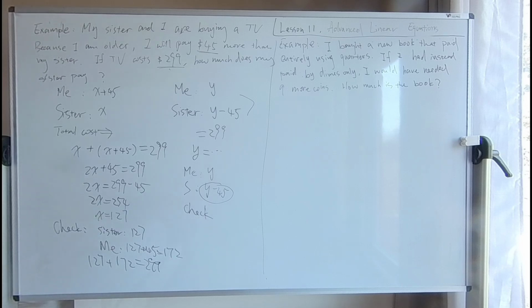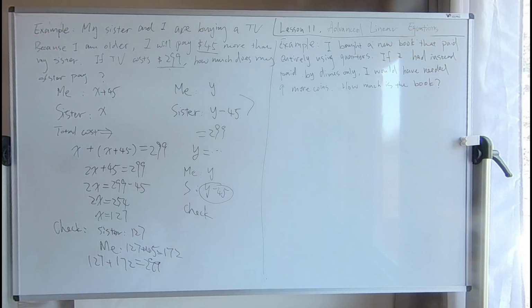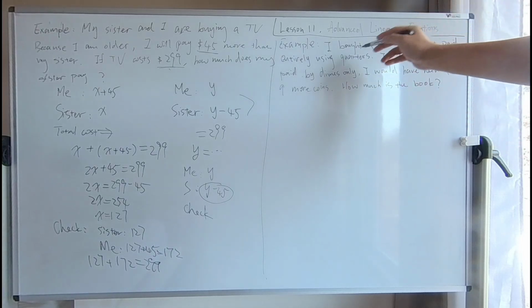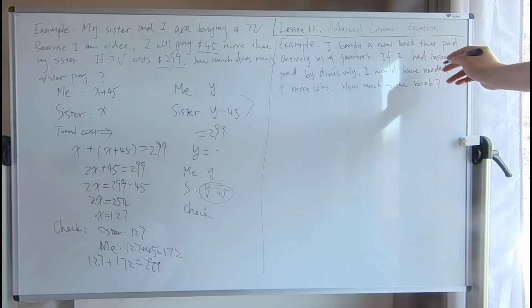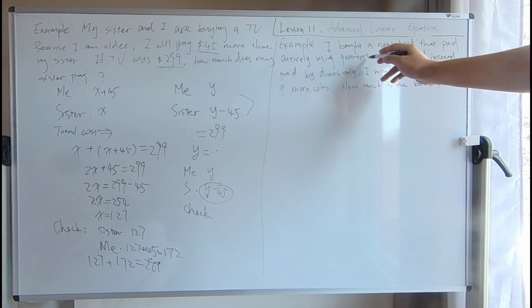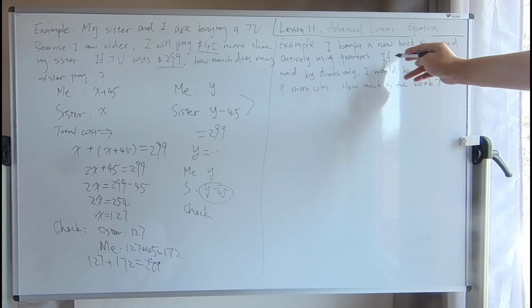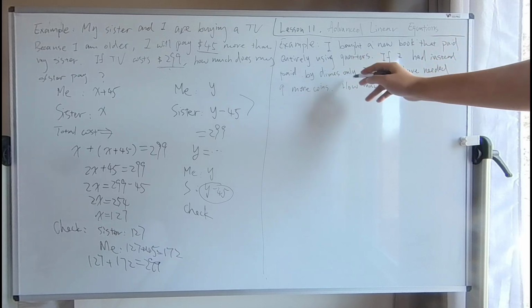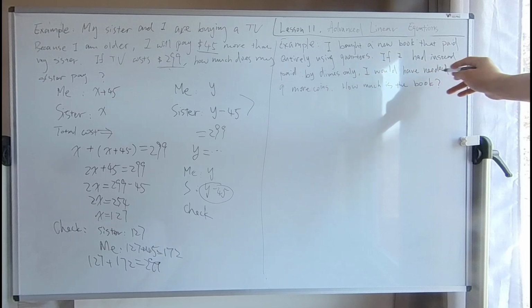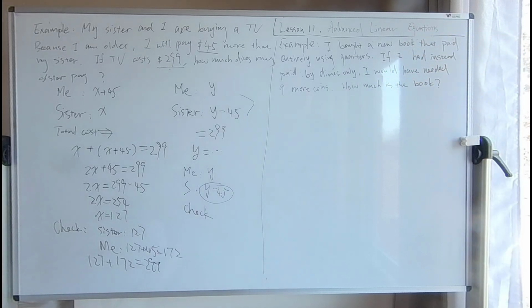Okay, let's see the next example. In this example, I bought a new book from the bookstore, and if I'm paying for this book entirely using quarters, I can do that. But if I choose to pay for this book using dimes, then I would need 9 more coins to pay for this book. And this question is asking how much is the book.